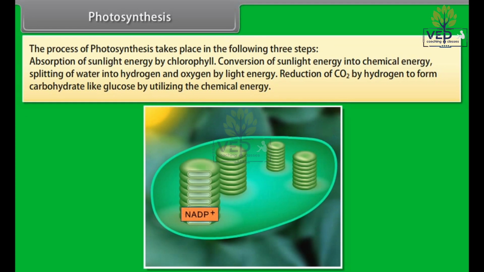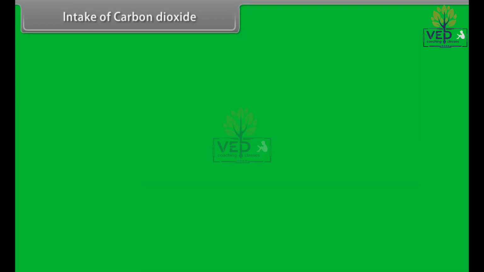The process of photosynthesis takes place in the following three steps: absorption of sunlight energy by chlorophyll and conversion of sunlight energy into chemical energy; splitting of water into hydrogen and oxygen by light energy; reduction of CO2 by hydrogen to form carbohydrate like glucose by utilizing the chemical energy.